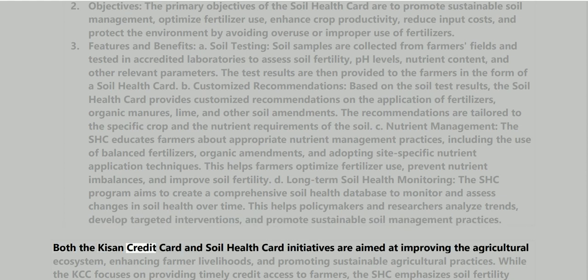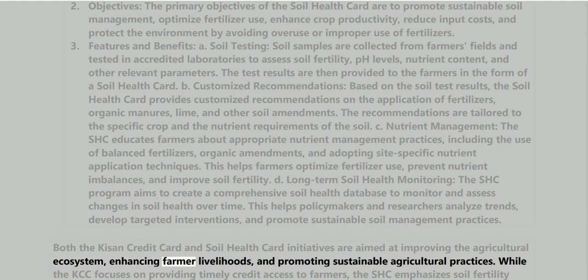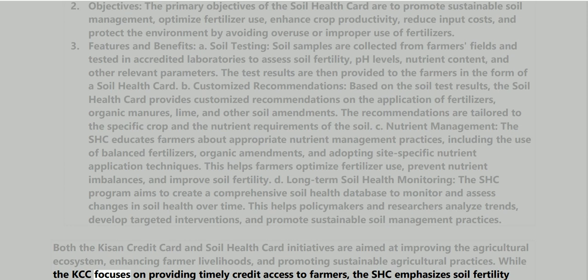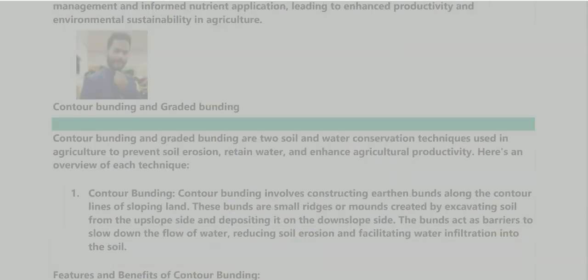Both the Kisan Credit Card and Soil Health Card initiatives are aimed at improving the agricultural ecosystem, enhancing farmer livelihoods, and promoting sustainable agricultural practices. While the KCC focuses on providing timely credit access to farmers, the SHC emphasizes soil fertility management and informed nutrient application, leading to enhanced productivity and environmental sustainability in agriculture.